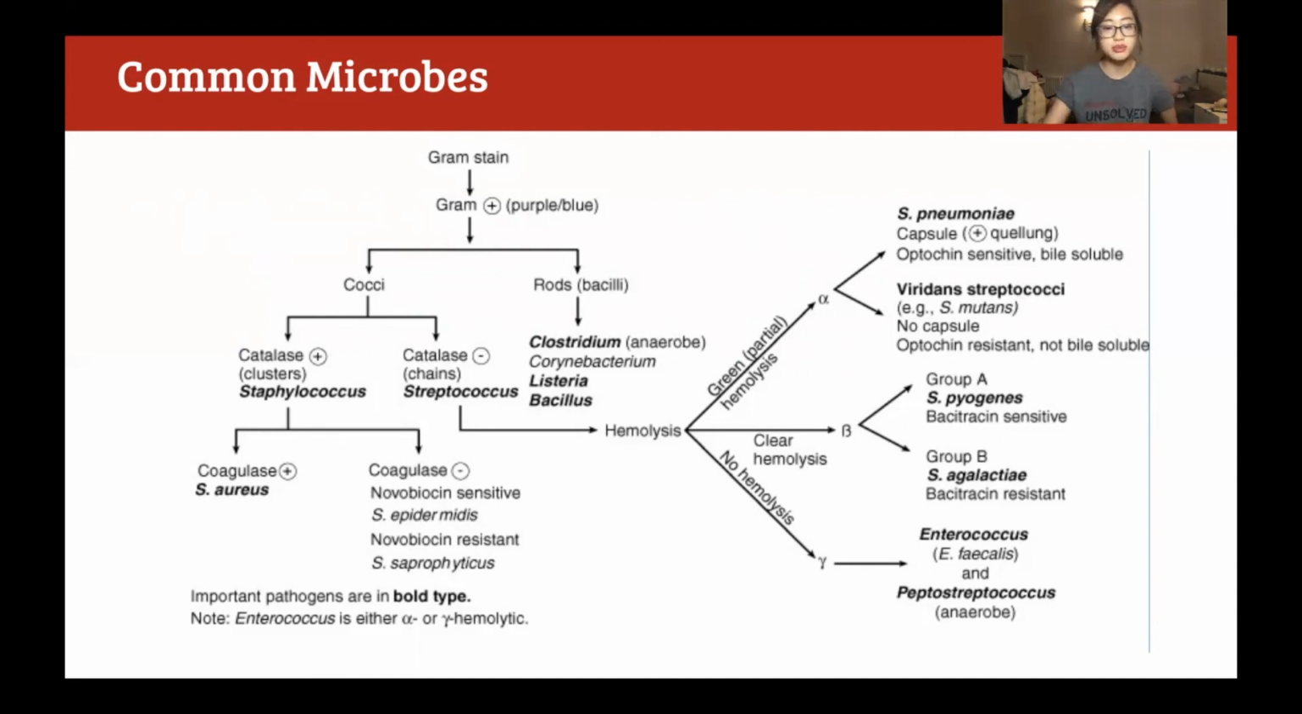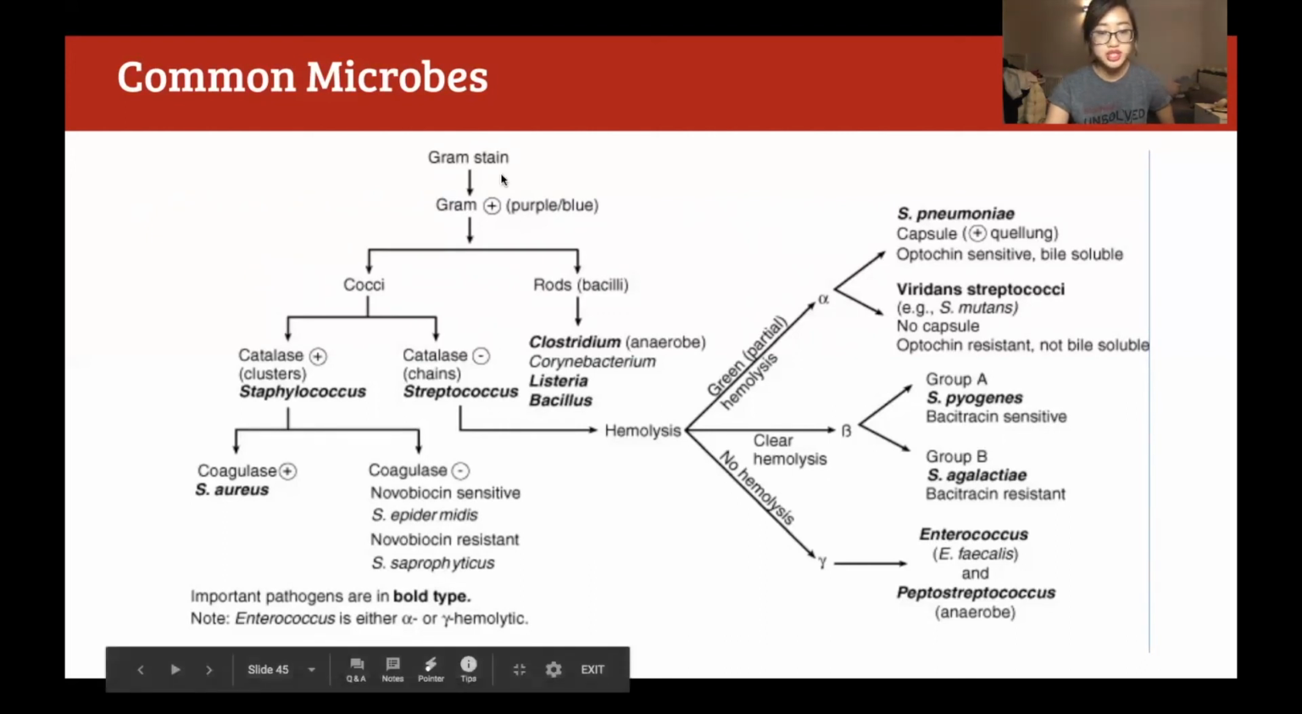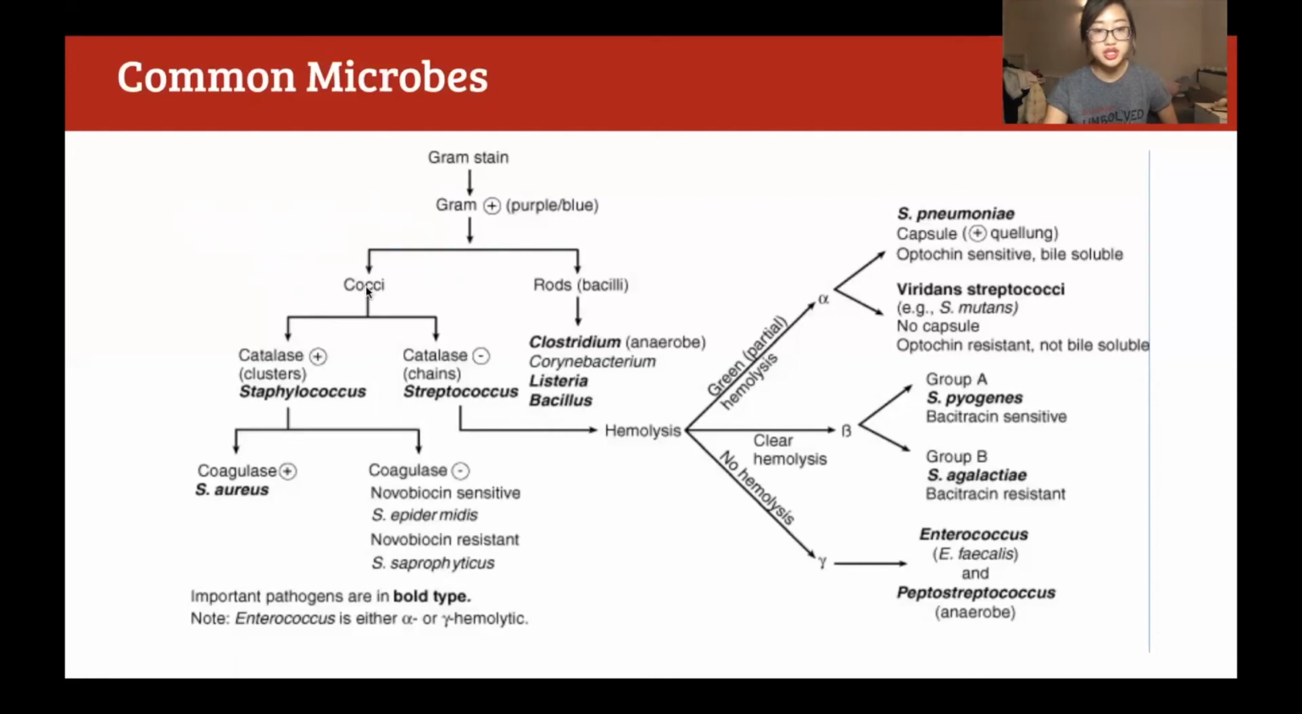bacteria, we describe them as being either gram stain positive or negative. Here we have, if it's gram stain positive, it can be cocci or bacilli, which are rod-shaped. Cocci are kind of more rounded, I think. Yeah. So I'll talk you guys through the catalase test later on. Basically, if it tests positive for catalase, it means it's a staphylococcus. It's a staphylococcus type of bacteria.